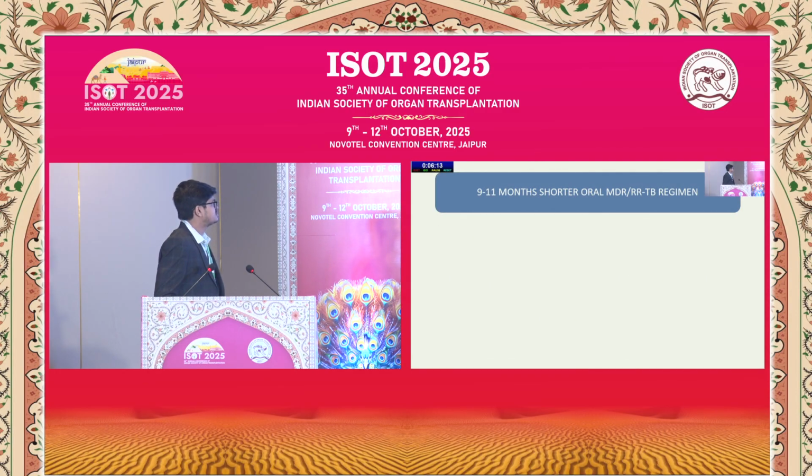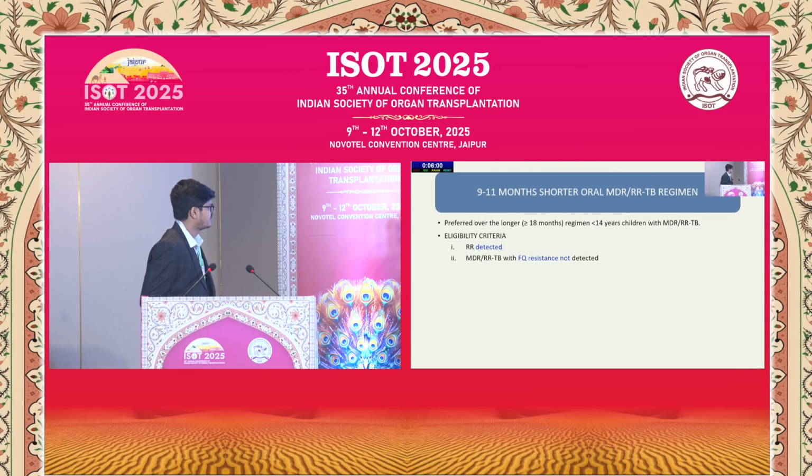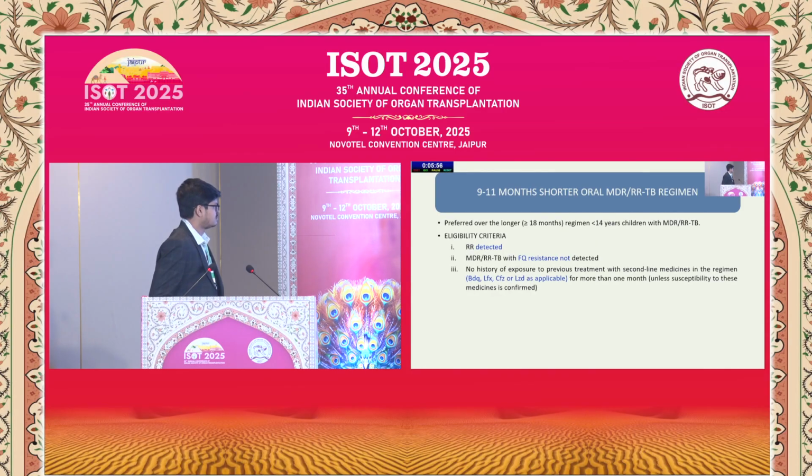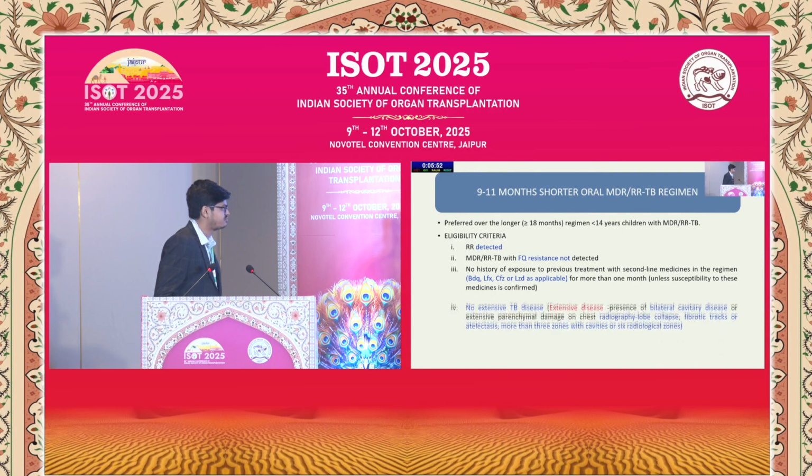So the second regimen is the 9 to 11 months shorter oral MDR rifampicin resistant TB regimen. It is usually preferred in patients, and in children less than 14 years of age. Eligibility criteria: rifampicin resistance should be detected, and the patient should be fluoroquinolone sensitive. Exposure to bedaquiline, clofazimine, linezolid should be less than 1 month.